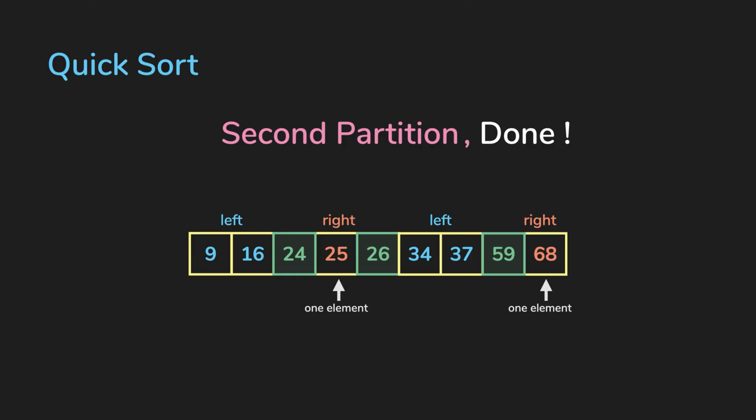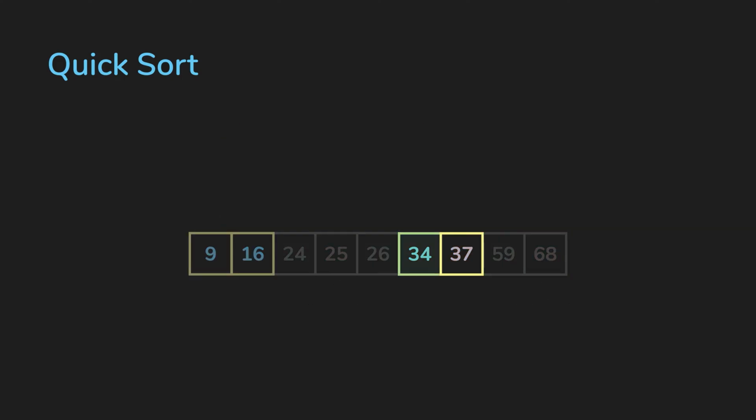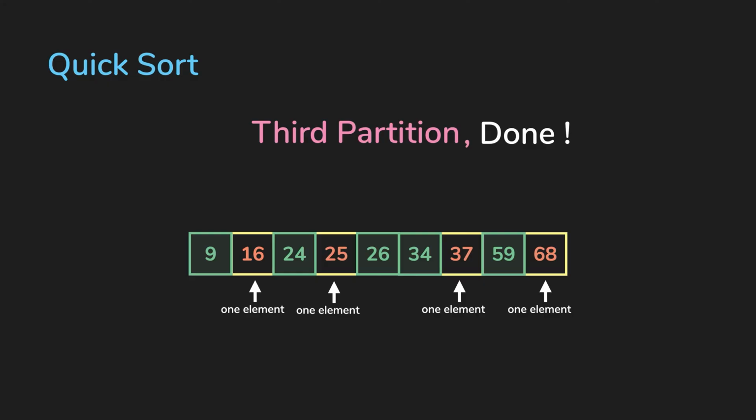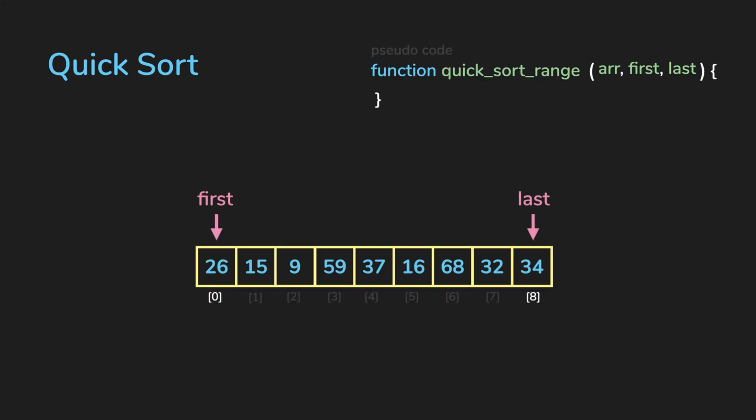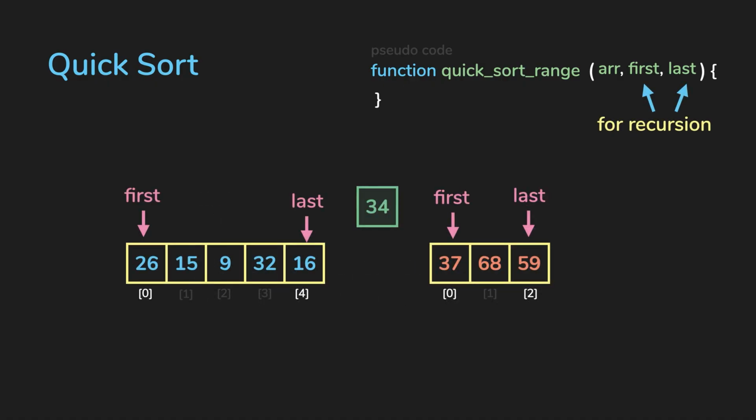Eventually, your subgroups will only contain one element, and your original array will be sorted. Let's implement it now. We'll define the function as quicksort_range, and in addition to the array, we will also take in the first and last index. The reason is because the key to this implementation is to use recursion, and we'll be running the same function but over a subgroup of elements when we recurse.